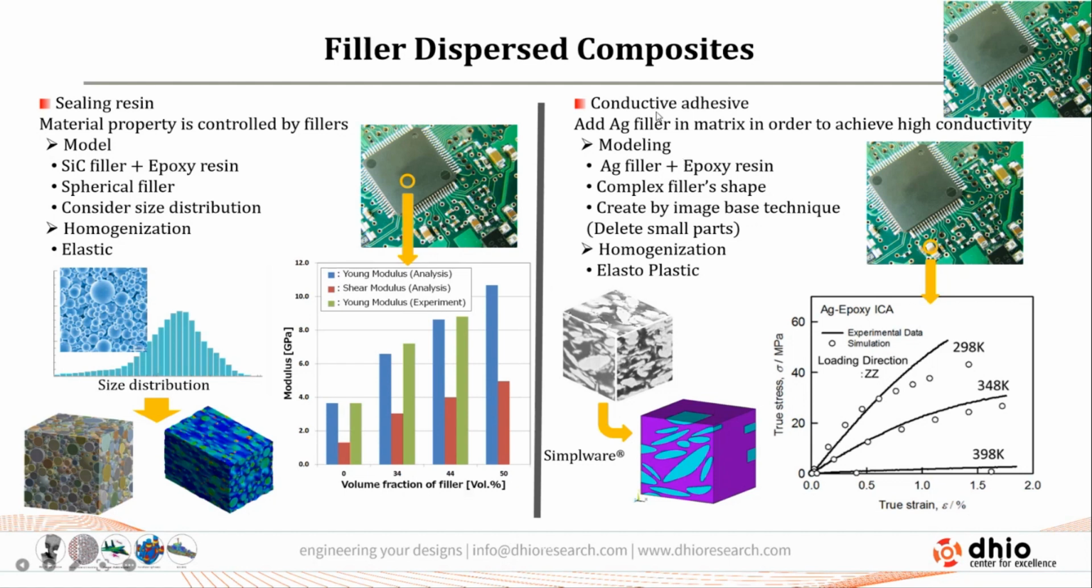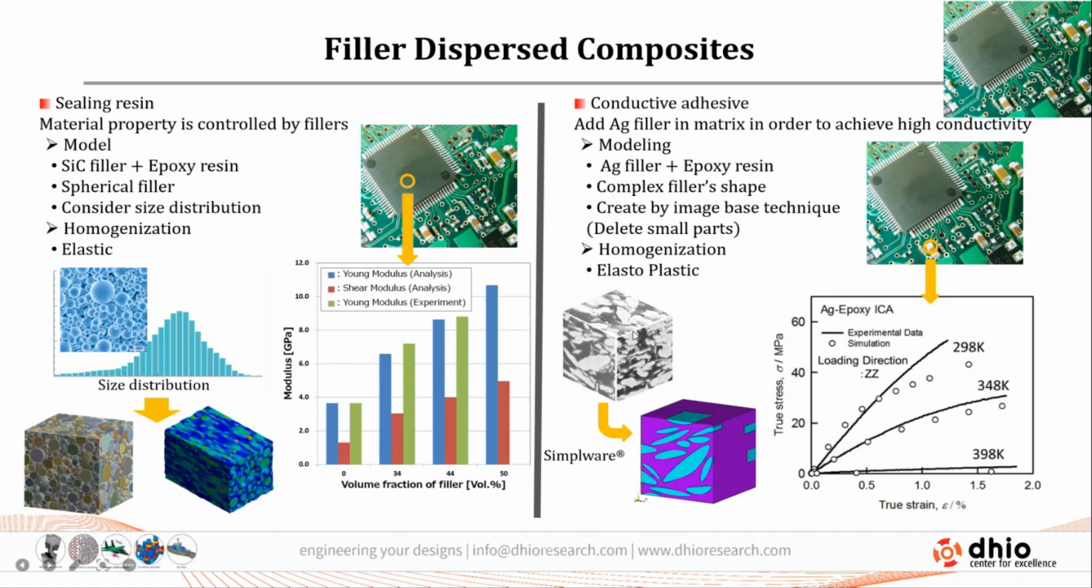Similarly, there is some conductive adhesive. For that, the silver fillers in a matrix are used, which have a high conductivity. In order to have a high conductivity silver filler, we have extracted the material property of the epoxy resin plus silver filler, and we have created the 3D microstructural model using image based techniques. That is X-ray CT scan.